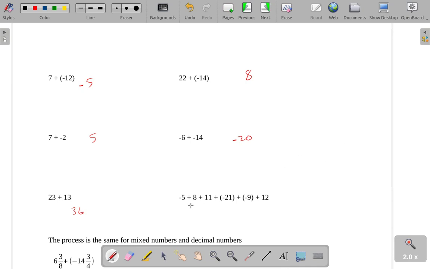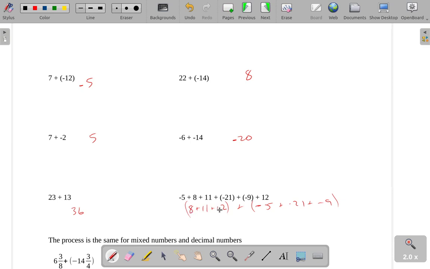Of course. Now, with something like this, where we're adding a bunch of positive and negative numbers, the easiest thing to do here would actually be to group all your positive numbers together and then group your negative numbers together. So 8 plus 11 plus 12. And then I'm going to say plus negative 5, negative 21, and negative 9. This is because it's much easier to add these things together and add those things together and then combine what we get out of each of those.